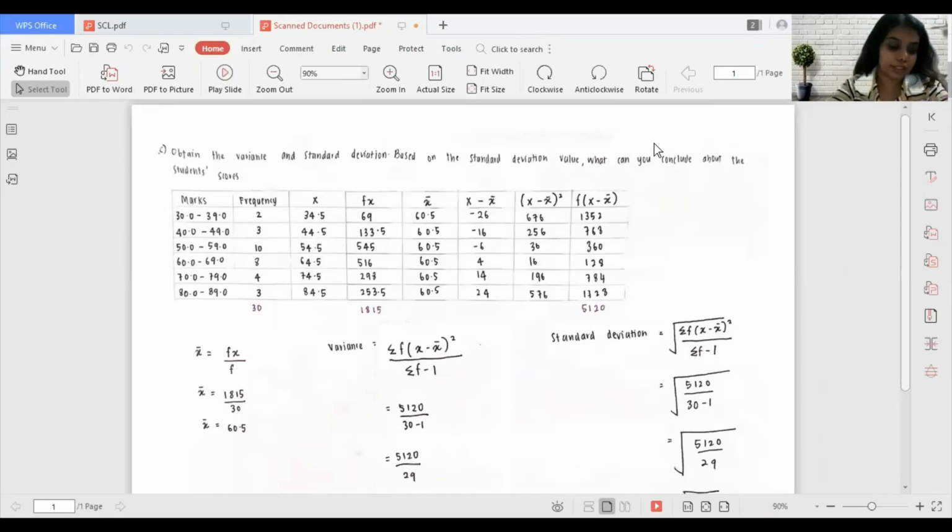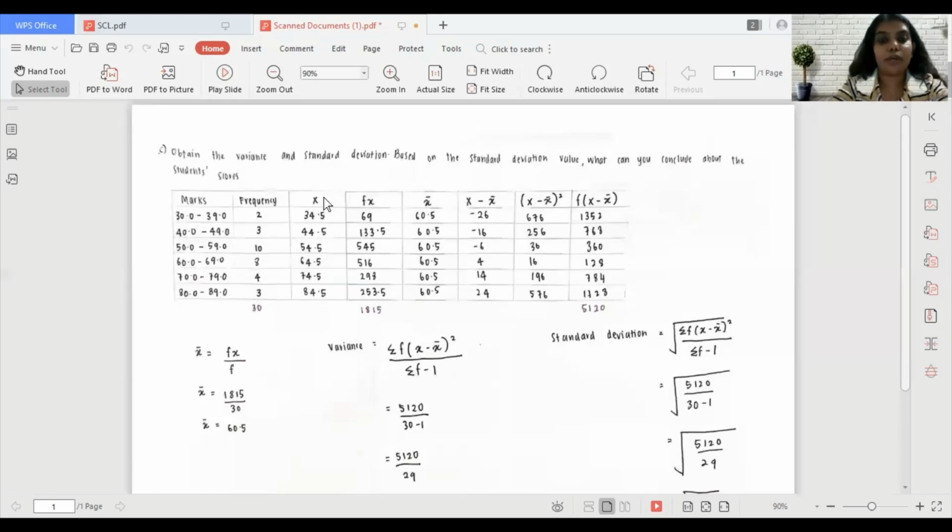I'll be presenting question C. The question is to obtain the variance and standard deviation. Based on the standard deviation value, what can you conclude about the students' scores? First, you have to make a table to make it clearer. I've listed down the marks and the frequency, and this is the sum of the whole frequency.